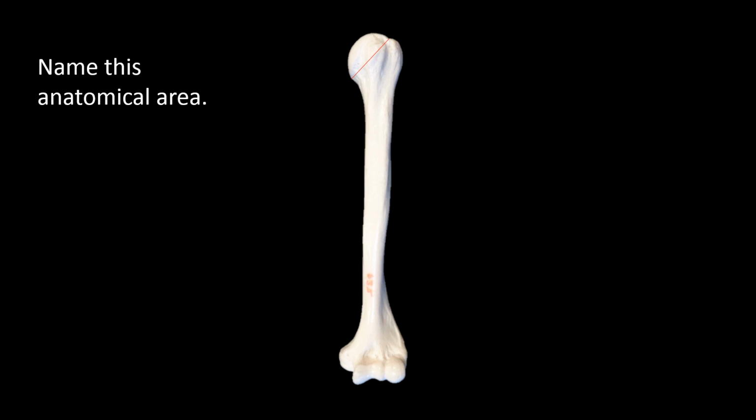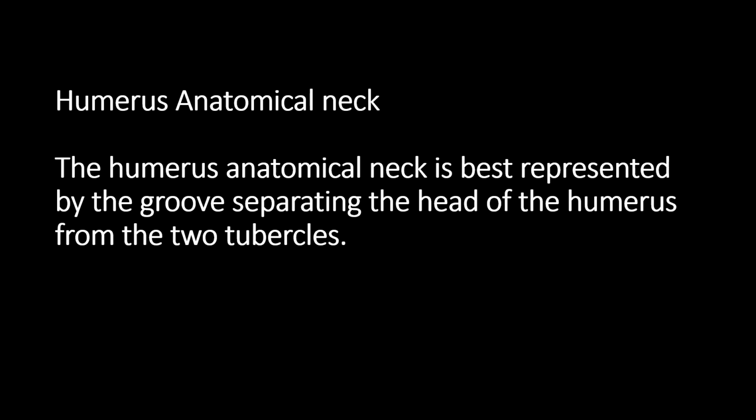Name this anatomical area. Humerus anatomical neck. The humerus anatomical neck is best represented by the groove separating the head of the humerus from the two tubercles.